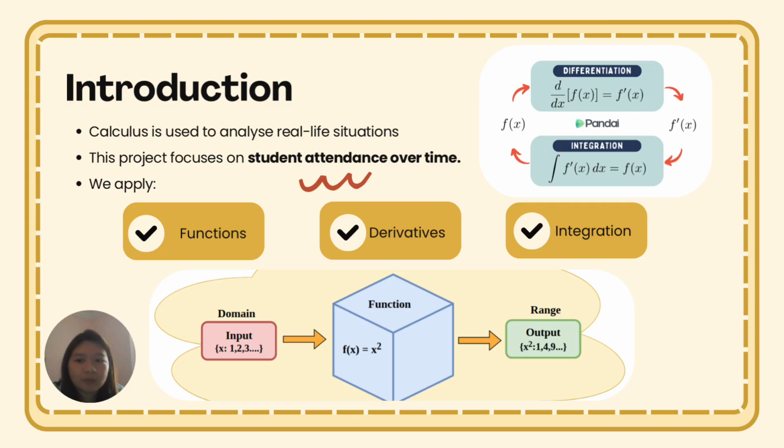The diagram below shows how a function works, where inputs are transformed into the outputs. In our case, the function helps us model student attendance over time. And the diagram on the right above shows the relationship between the differentiation and integration. Differentiation helps us determine the rate of change, while integration represents the accumulation. And both are connected back to the original function. Overall, this concept allows us to better understand the trend and behavior of student attendance over time.